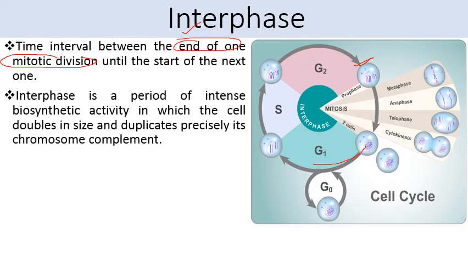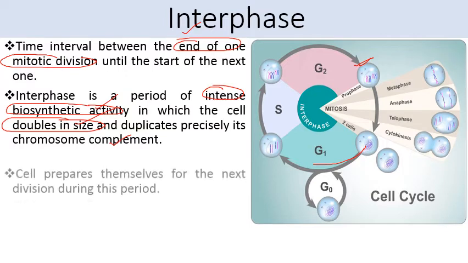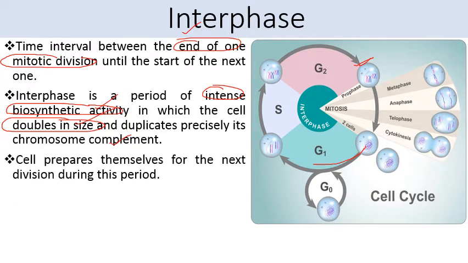Interphase is a period of intense biosynthetic activity, and the cells are metabolically active. Here all the basic requirements are fulfilled, in which the cell doubles in size and duplicates precisely its chromosome complement. So all these events happen in this phase, that is interphase. Then cells prepare themselves for the next division during this period. Basically the cell prepares itself for the next cell division, and this interphase is further divided into 3 stages.